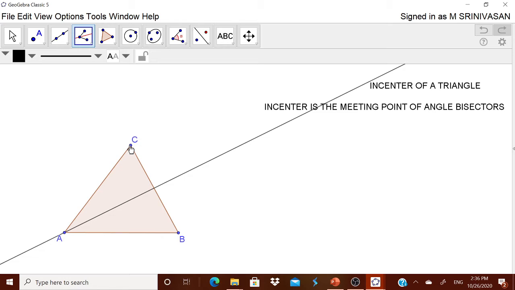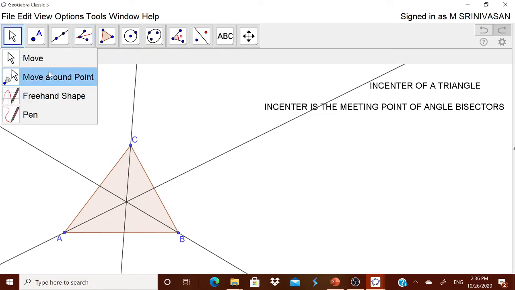If you want to get the angle bisector of C, then you have to touch A, C and B. If you want to get the angle bisector of this angle B, you can touch these two, either BC and AC, or you can do it in the clockwise direction, C, B and A. Now the meeting point is called the incenter.